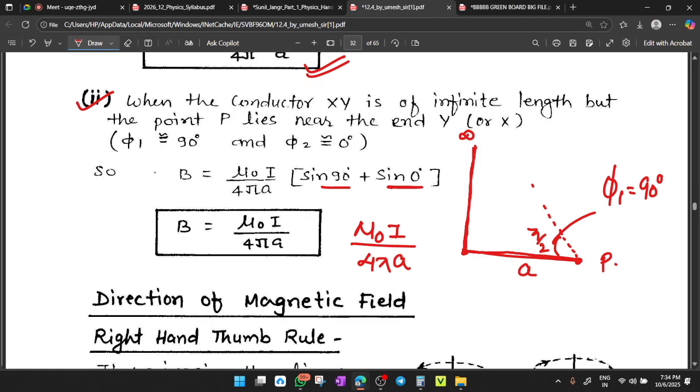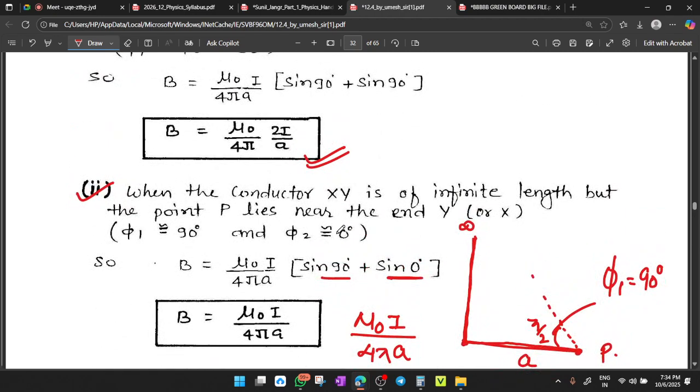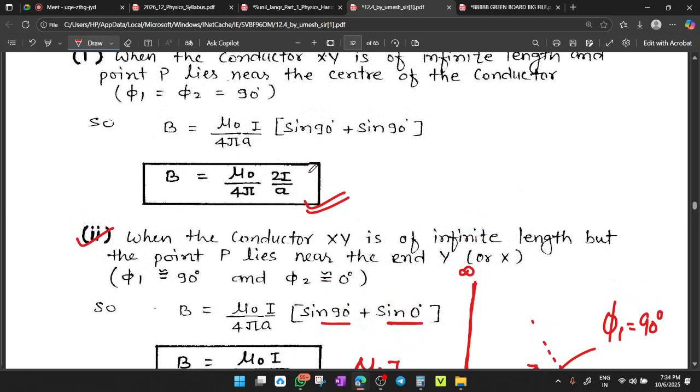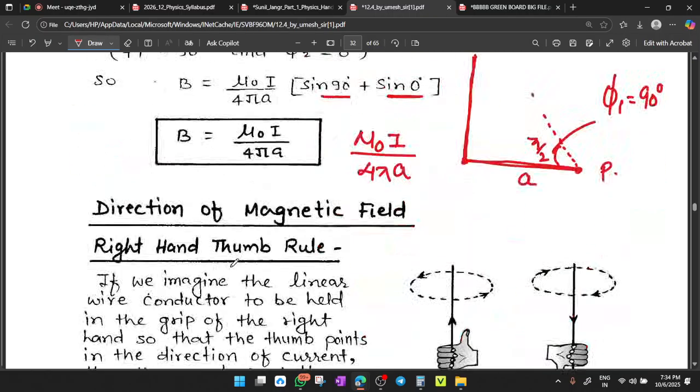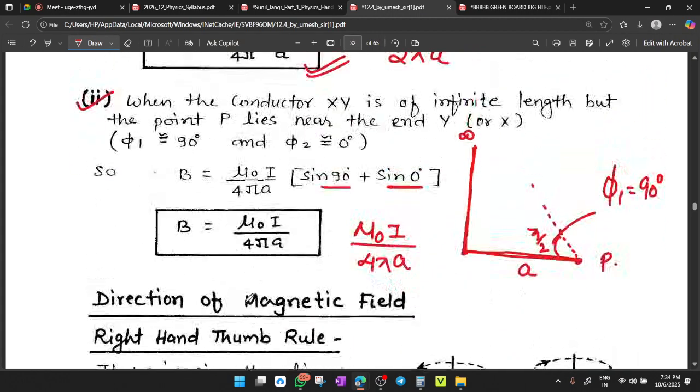Yes. So only two results are useful to us. First, mu naught I upon 2 pi a. If you solve this, you will get mu naught I upon 2 pi a for an infinite length conductor. And if the conductor XY is of infinite length but the point P lies near the end Y or X, any one end, if your point is lying near that point, then B equals mu naught I upon 4 pi a. Clear?